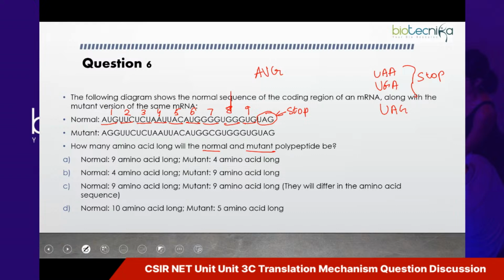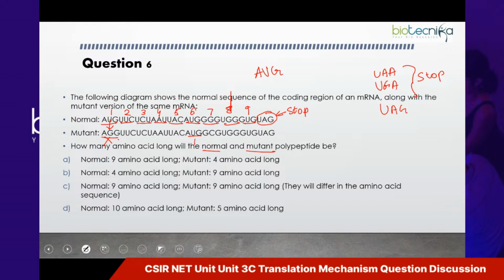Now in the mutant, will the translation start from the first one? No, because a mutation has happened, because of which this U has been replaced with G. Now it is not AUG anymore, so translation cannot start there. What will the ribosome do? It will scan the mRNA and find the first AUG codon. The first AUG codon is coming here, so translation will start from this place.